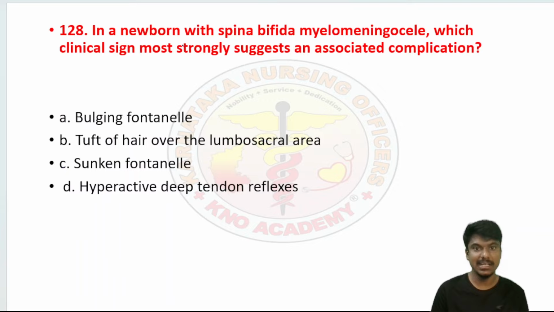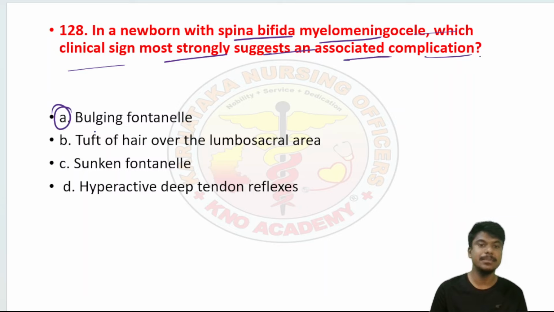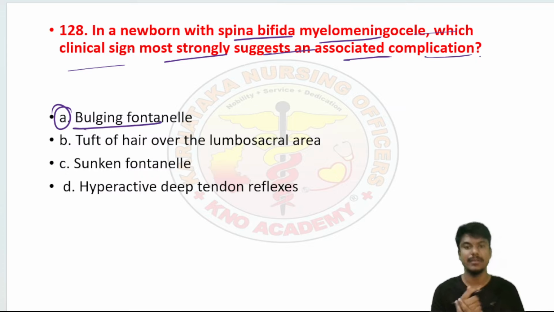So next question: in a newborn with a spina bifida meningomyelocele, which clinical sign most strongly suggests the associated complication? Option A, bulging. Okay, what will happen in this condition? There will be obstruction of the CSF flow.